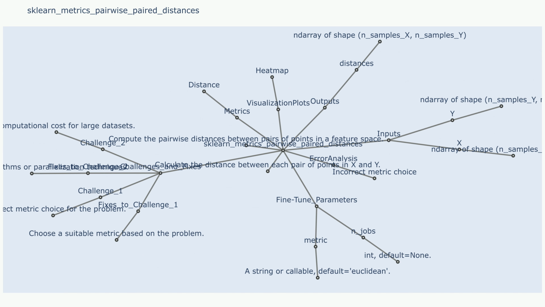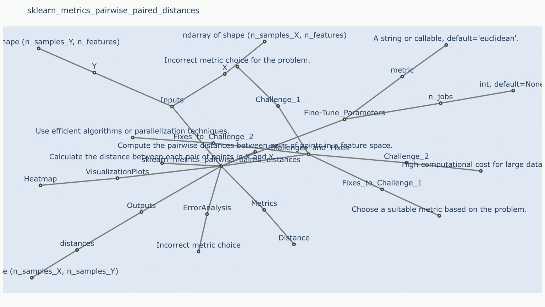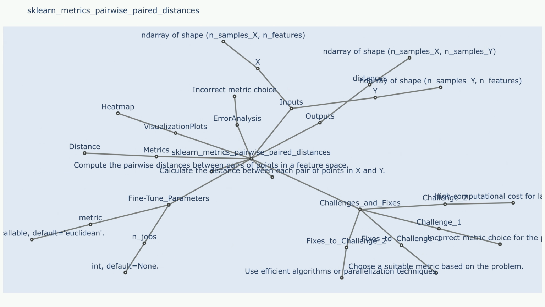Outputs. Distances: a 1D array of shape (n_samples) containing the pairwise distances between corresponding points in X and Y. Steps. For each pair of corresponding data points in X and Y, the function calculates the distance using the specified metric. The calculated distances are stored in the distances array.